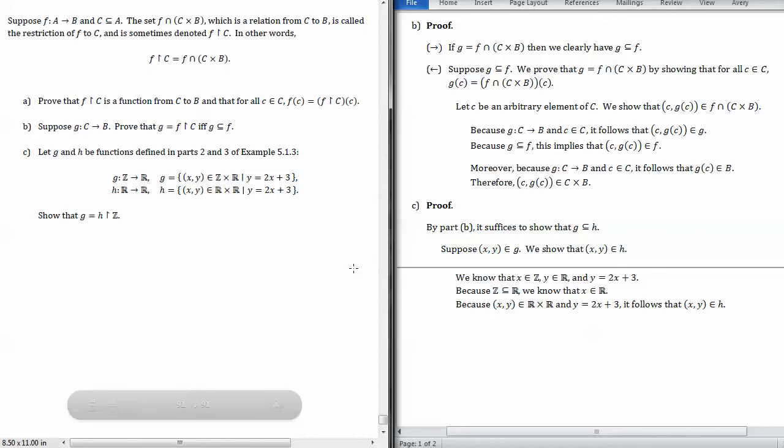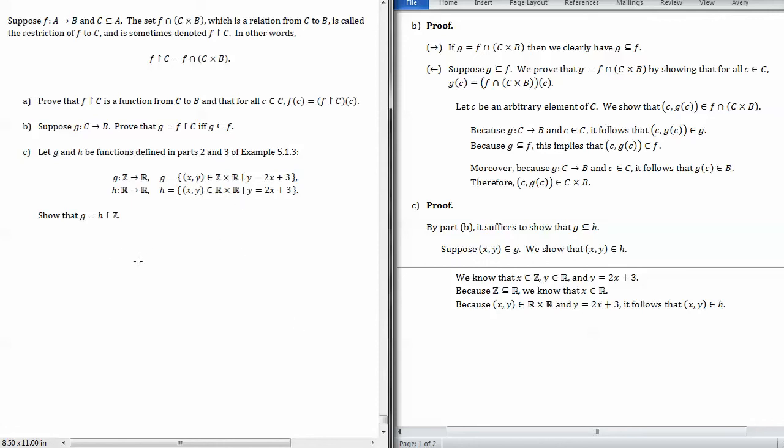Okay. All right, that brings us to part C, which is basically an application of part B. We will let G and H be the two functions below. So G is a function from Z to R, which consists of ordered pairs in Z times R, satisfying the condition that y has to equal 2x plus 3. And H is quite similar, but its domain is the set of all real numbers. So you see the ordered pairs are in a different Cartesian product as well.